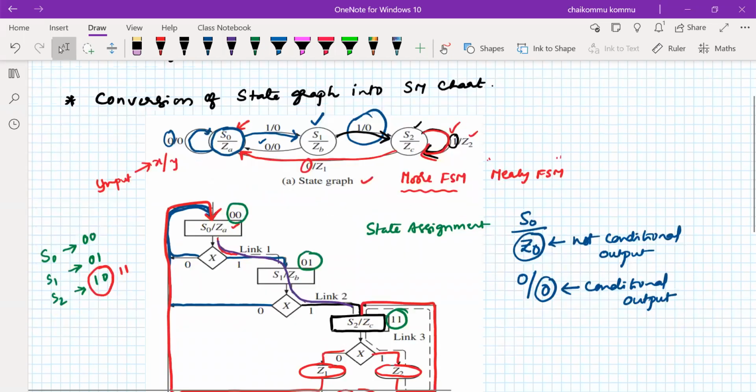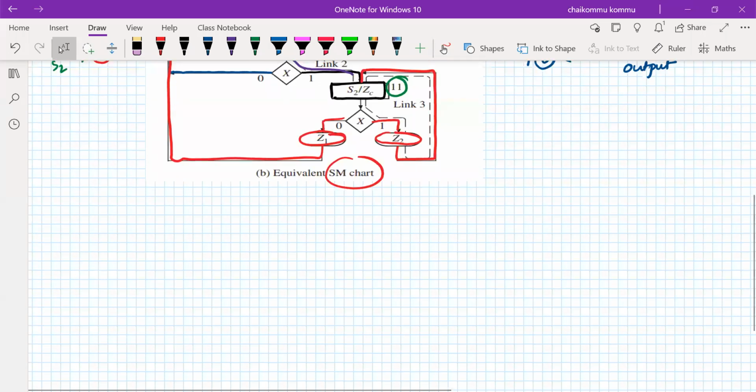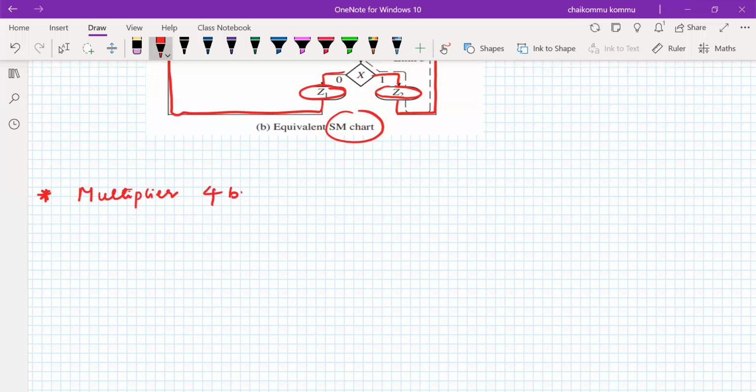Now let us consider one very important example: how do we generate the SM chart for a particular application? Let us consider a digital circuit called a multiplier. Let us consider a 4-bit multiplier.